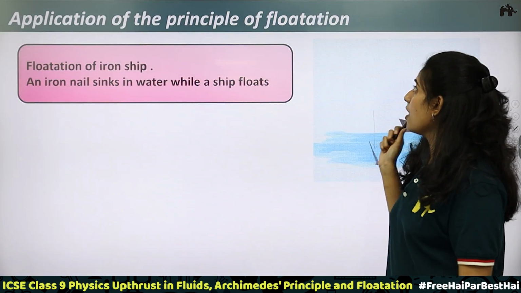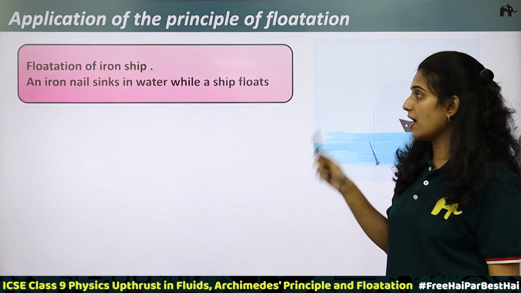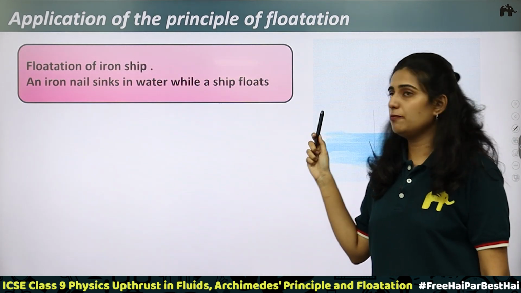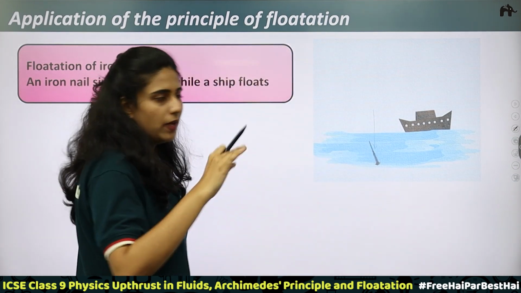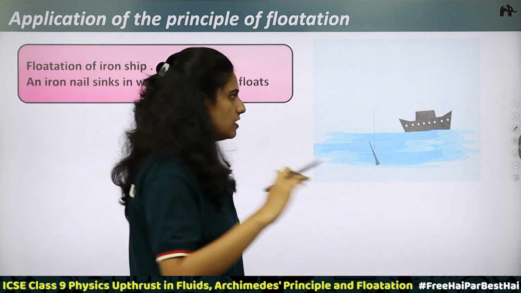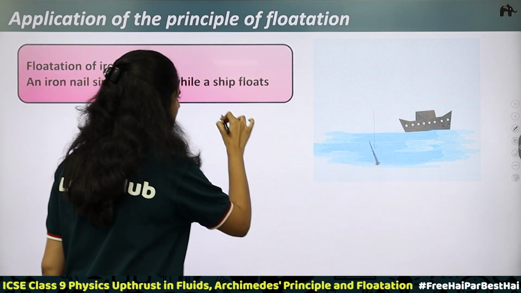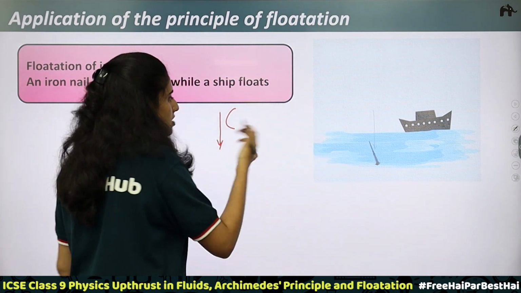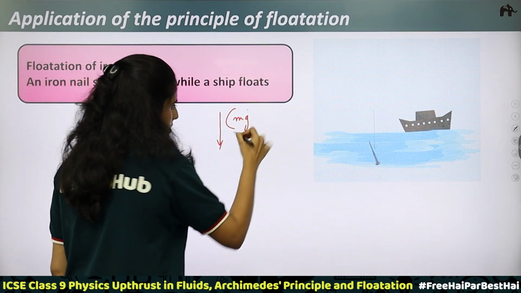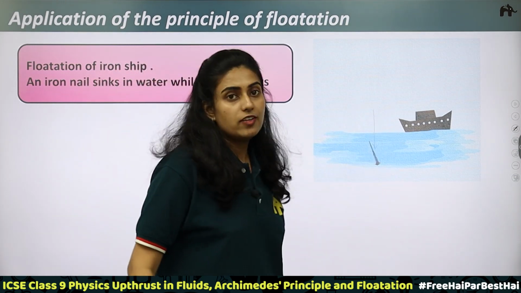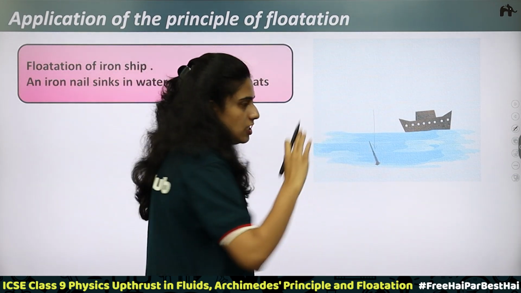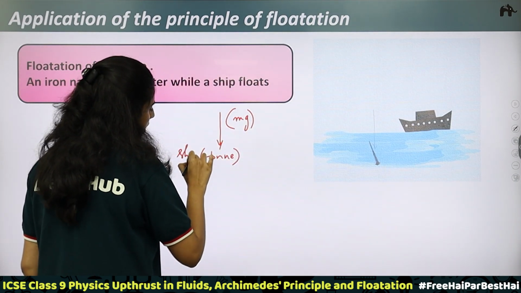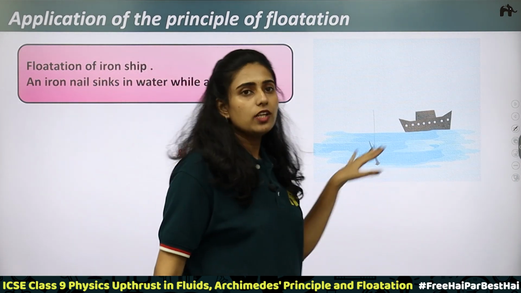Now, what are the applications of the principle of flotation? The first one is the flotation of an iron ship. An iron nail sinks in water while a ship floats. Now we'll be explaining this. When you place a small iron nail on the surface of a liquid, what happens? It will immediately sink. We know that the mass of an iron nail will be in milligrams, very small. But what is the case of an iron ship? Although it weighs tons, you can see that it is floating on the surface of water.